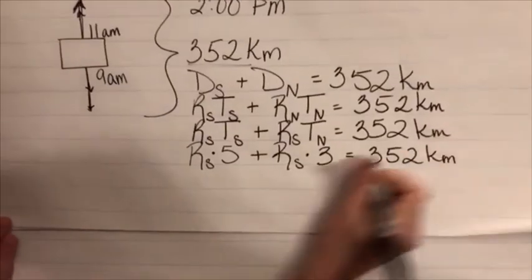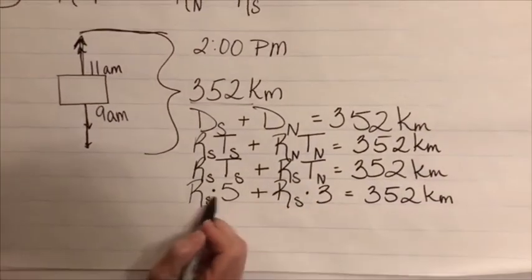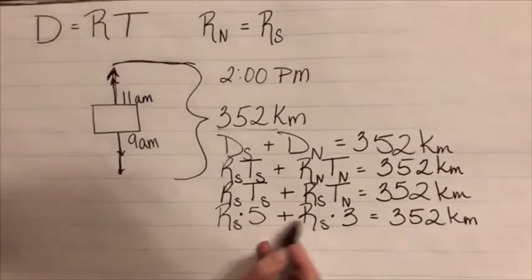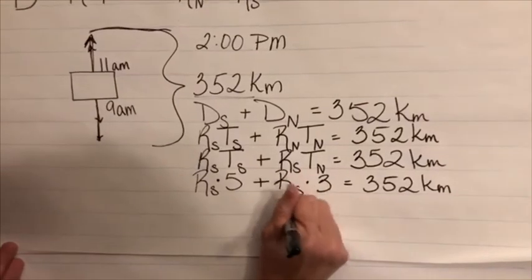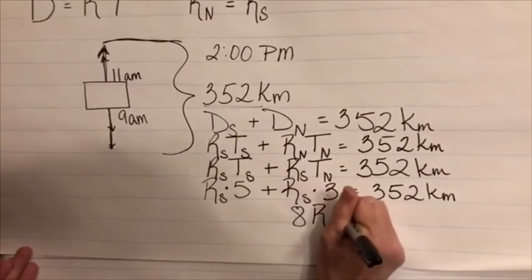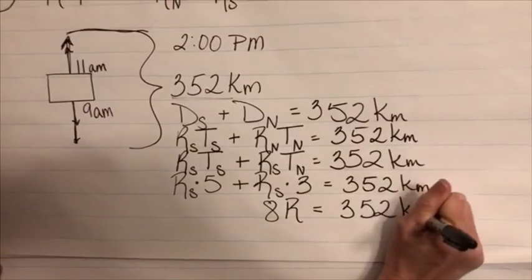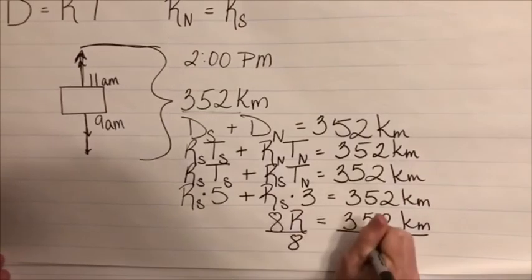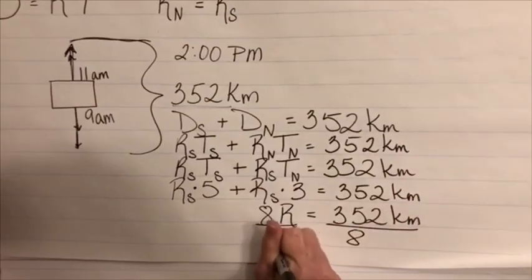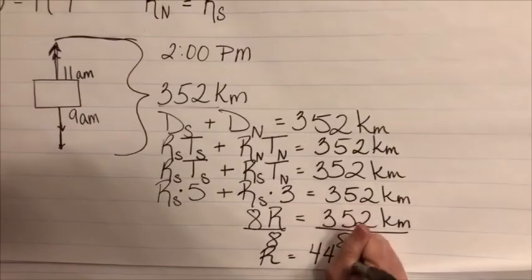Well, now we can see that here we just can add these coefficients. The 3 and the 5 are coefficients for the rates. So 8 times the rate equals 352 kilometers. We divide both sides by 8, and we find out that the rate equals 44 kilometers per hour.